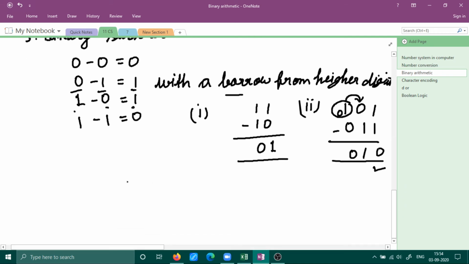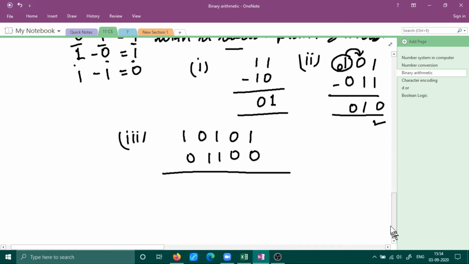Now let us see another example. 1 0 1 0 1 0 1 1 0 0. So 1 minus 0 is 1, 0 minus 0 is 0, 1 minus 1 is 0, 0 minus 1 is 1 with 1 borrow. The borrow is from this side, so that is why here it is 0. Now 0 minus 0 is 0. So this is the result of this binary subtraction.